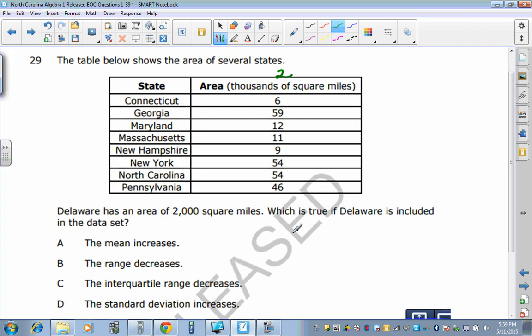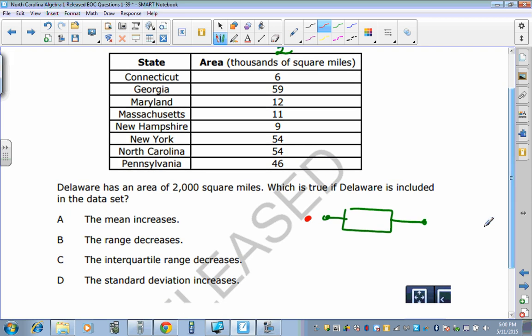We know that if we include that in a data set, let's say we have these others on a box and whisker, and then we add Delaware, it's probably going to be an outlier because it's so small. Okay, which is true?